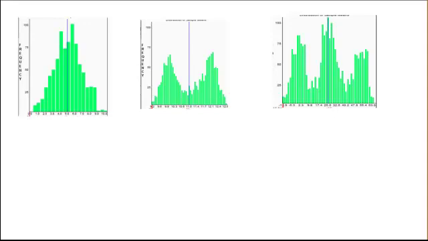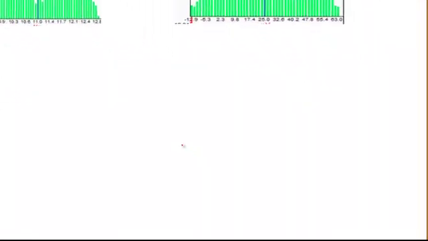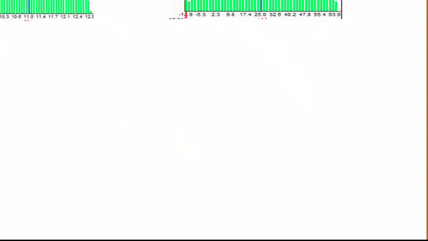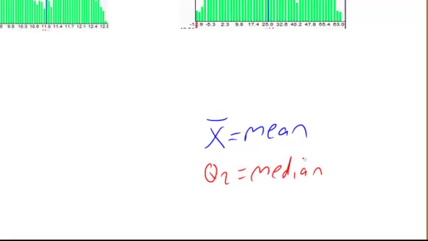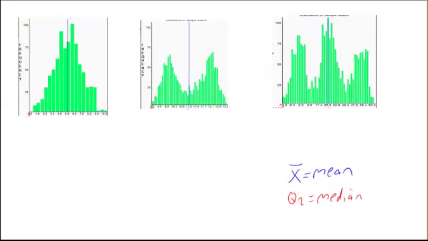All right, today what I want to do is talk about how to estimate measures of center from a graph. So my two measures of center are going to be my mean, and my median. I think the mean is the easiest to estimate.